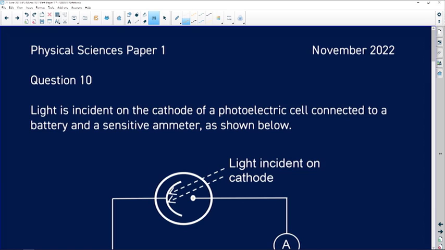We are now looking at Physical Sciences Paper 1, November 2022, question 10, which is photoelectric effect. Without any waste of time, let's get straight to it. Question 10, what are we given here?